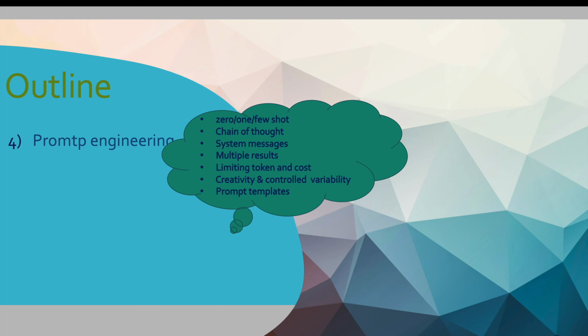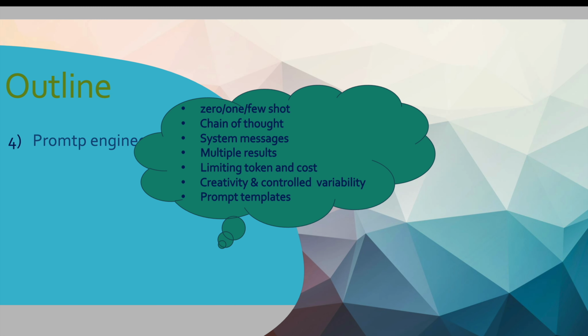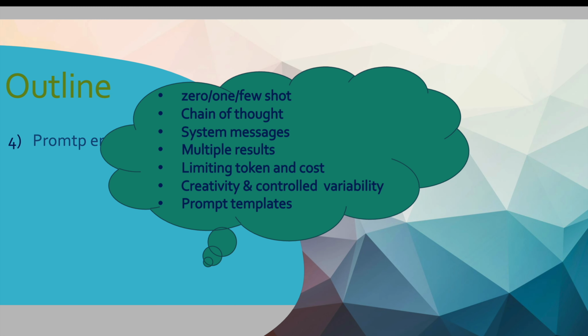Then I will revisit the basic examples to learn about prompt engineering best practices with 0, 1, and 5 shot, and also chain of thought prompting examples using system messages, returning multiple results, limiting token and cost usage, and also adjusting creativity and controlled variability with temperature, top P, and top K variables. And then finally learning to use prompt templates.